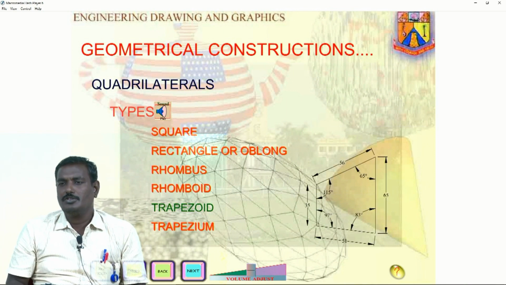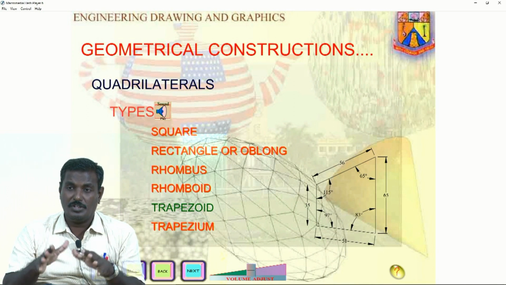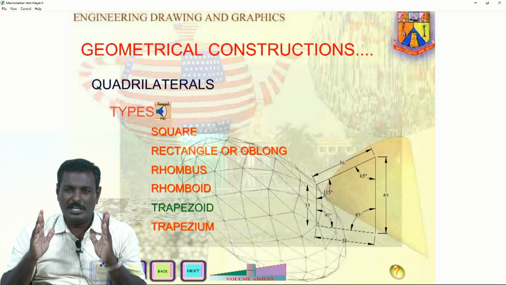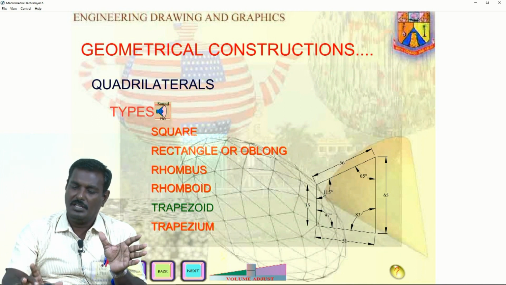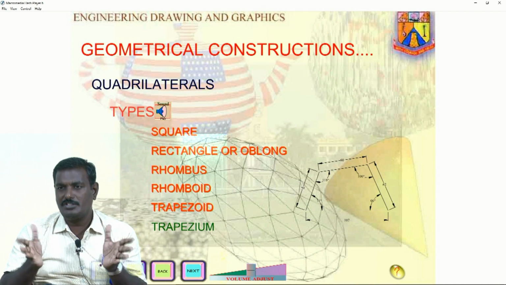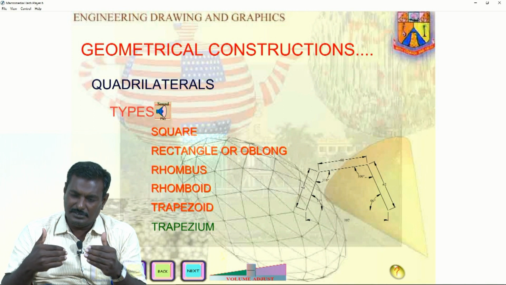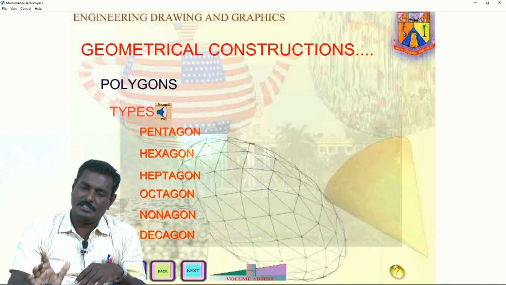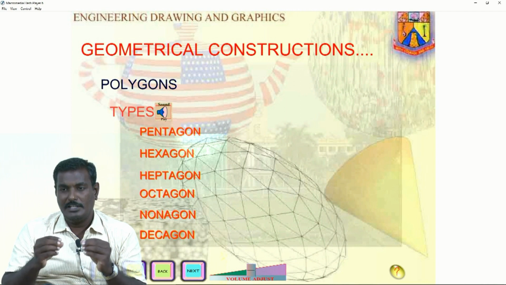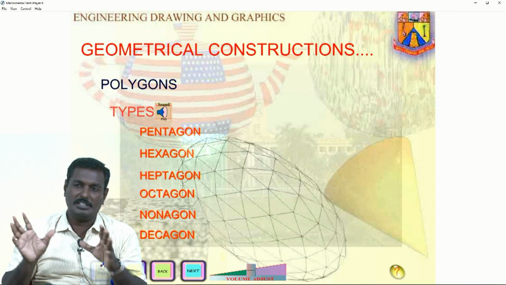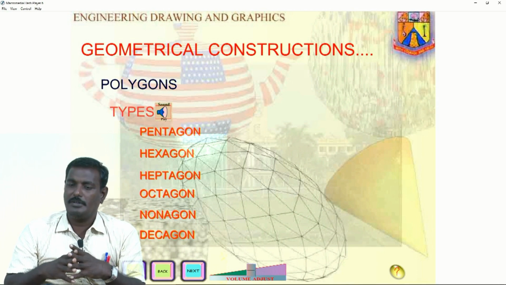Trapezoid: 2 edges are parallel, but I am not saying all sides are equal. Only 2 sides are parallel, but the included angles are different. Trapezium has 4 sides, but all sides are unequal. So, these are the types of quadrilaterals. Then polygons, which are most important whenever you study engineering graphics. Here the pentagon and hexagon are most important.